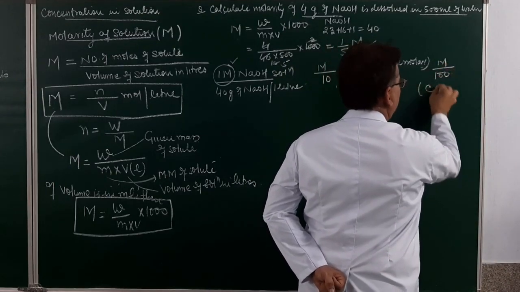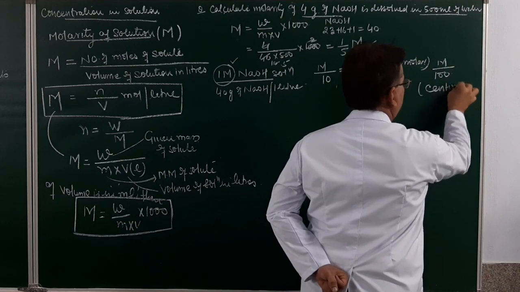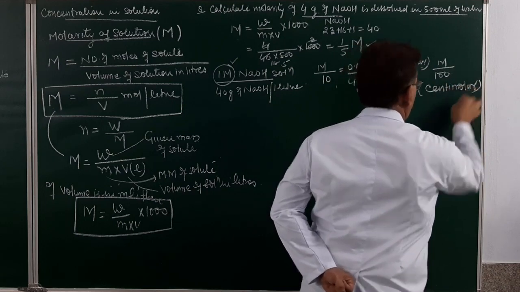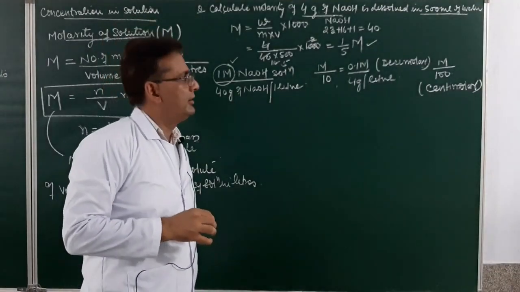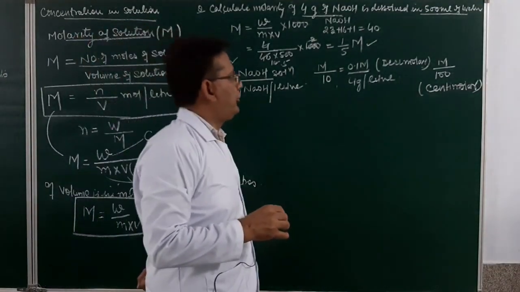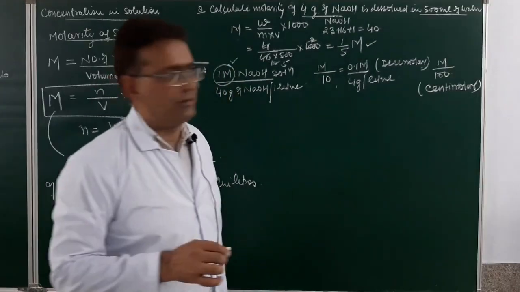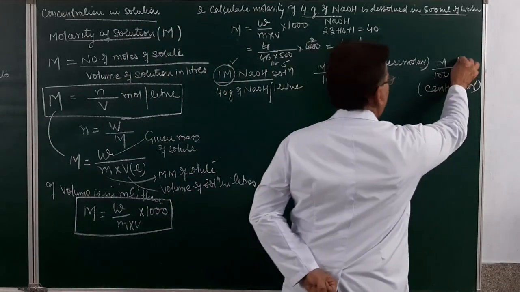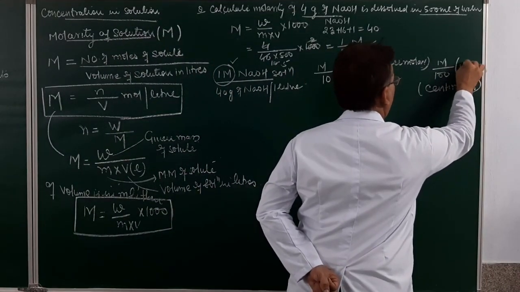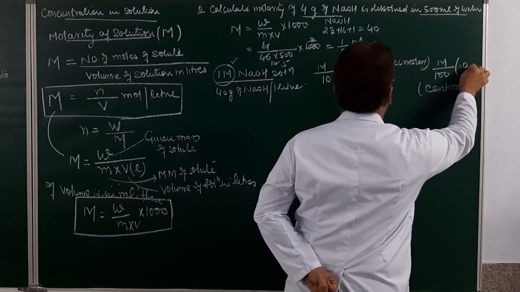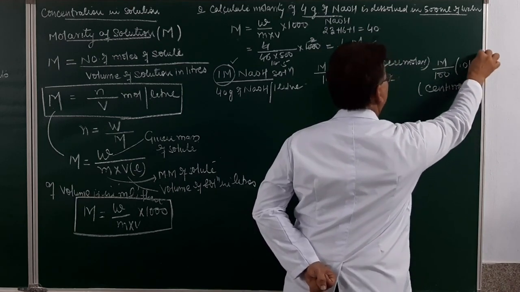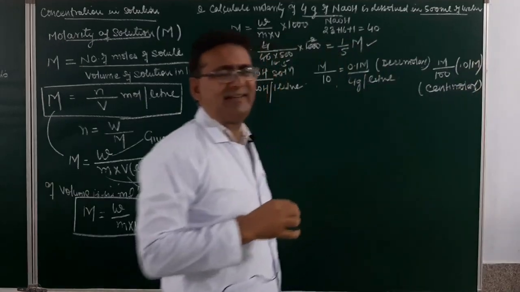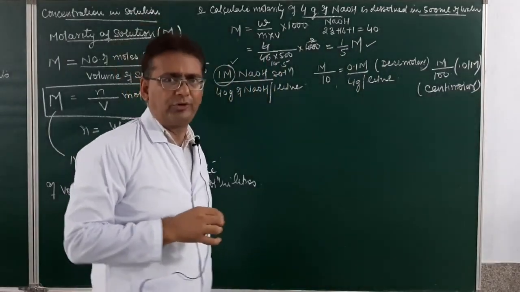If I say M by 100, this will be called as centimolar solution. What do we call this solution? Centimolar. M by 100 means 0.01 molar solution. I think I shall be clear. If I say millimolar, 0.001 molar solution.